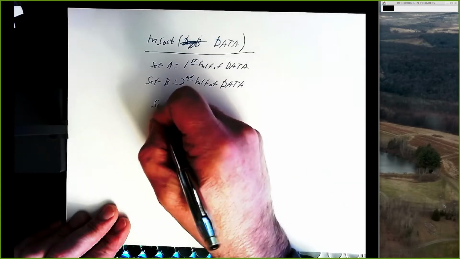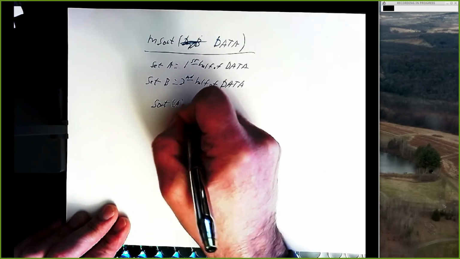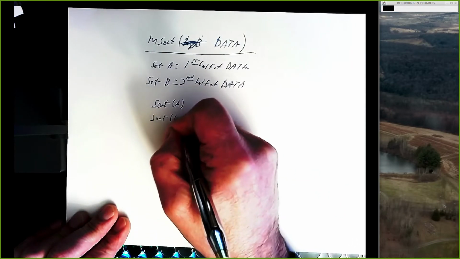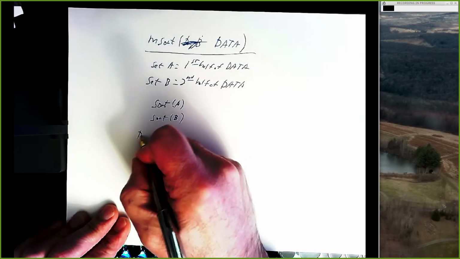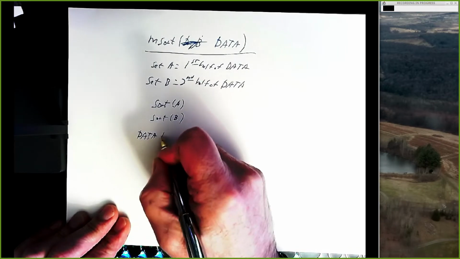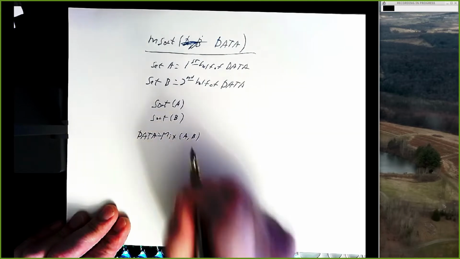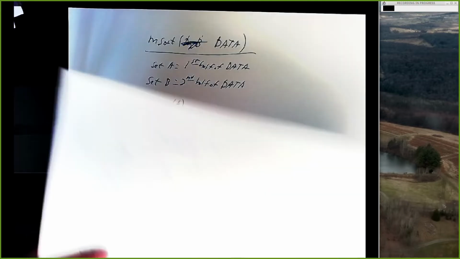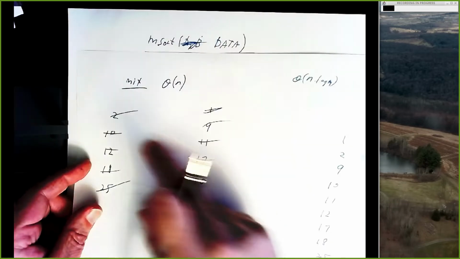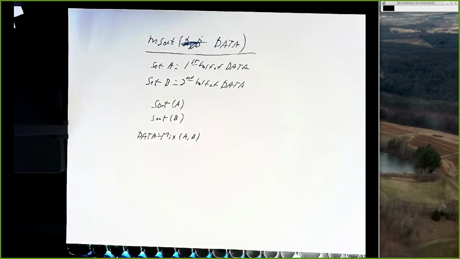And then I'm going to sort that first half. I'm going to sort that second half. And then I'm going to mix those 2 sorted piles, right, using this mixing idea, and set data equal to the result.